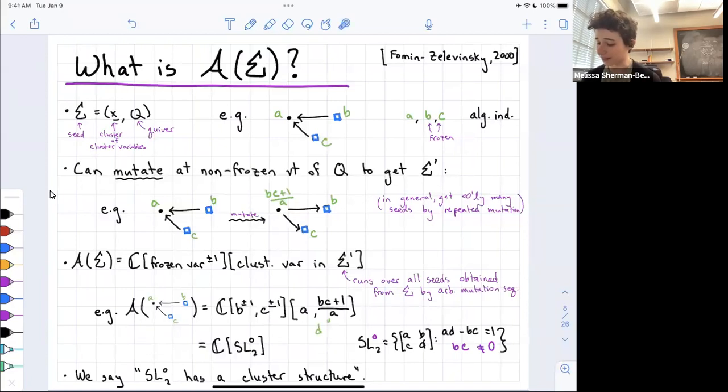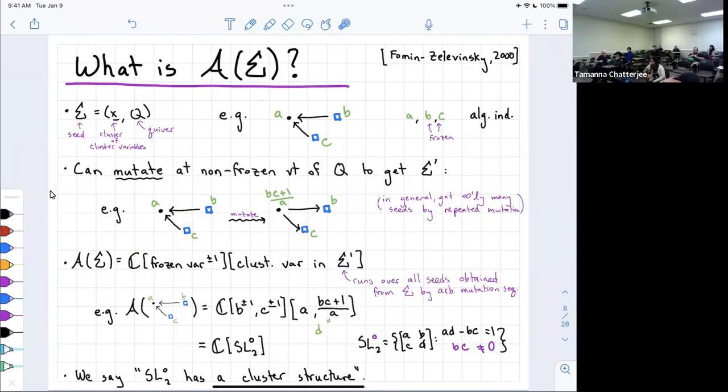Because in the cluster algebra, I also throw in the inverses of B and C, this whole cluster algebra is the coordinate ring of something a little bit smaller than SL2. It's the coordinate ring of SL2 circ, where the circ just means I take away the divisor where BC equals 0. Okay, and in this circumstance, we say SL2 circ has a cluster structure, meaning its coordinate ring is a cluster algebra. Okay, so that was a lot of information. I'll pause here in case anyone has any questions about the definition of a cluster algebra.